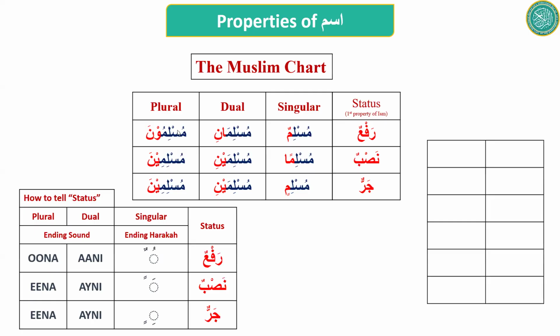Okay? So I will not go into more details today. Let's go to the breakout room now, and that is where we will practice the Muslim chart for masculine and feminine. Then we will fit different words into the charts. And then we will learn about the three types of status: Rafa, Nasab, and Jar. So let's stop here and go into the breakout room.